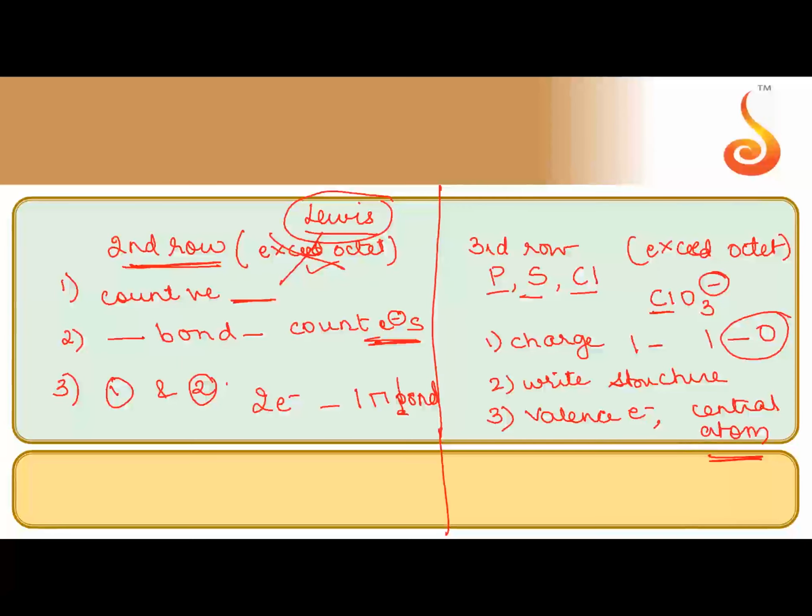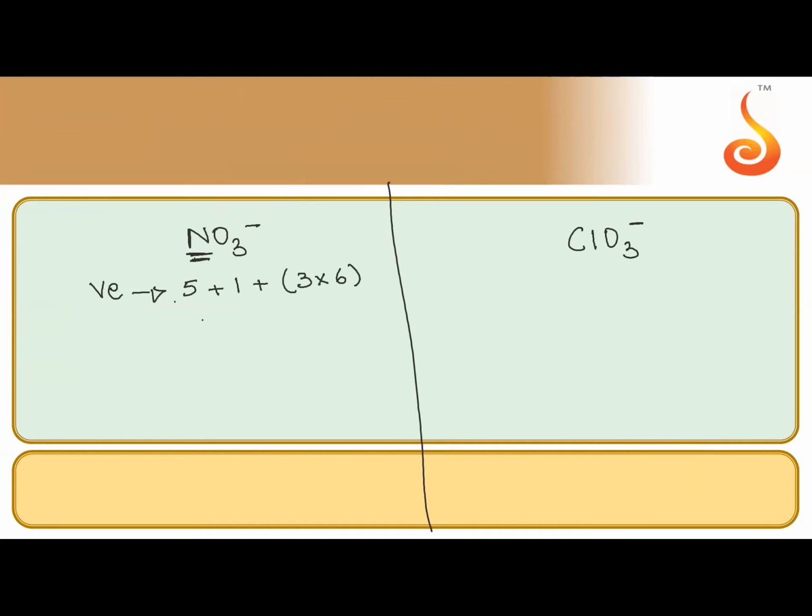I will take an example of yesterday's question. There was some confusion there. Even I was confused for some time. So let's take that example and see the difference here. If I have NO3 minus and the other one was ClO3 minus. Now nitrogen is a second row element. So for nitrogen, what approach do you use? You count the valence electrons and use that approach. So how many valence electrons are there? 5 in nitrogen plus 1 for the additional electron, and 3 into 6 of oxygen. You're remembering this, right? That is 24 valence electrons.